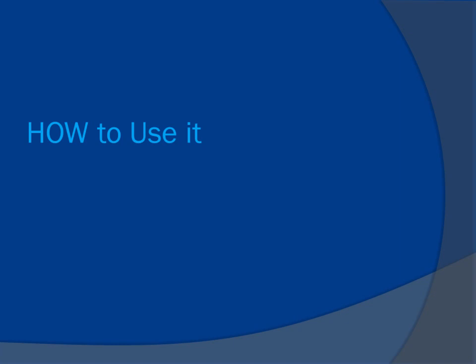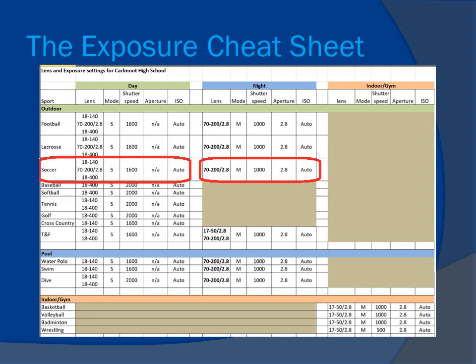How to use it. So, for a particular sport, let's say soccer, go down to the soccer line, then go across. For the daytime game, lens 18 to 140, 70 to 200, or 18 to 400. Your suggested lenses. Then the exposure setting. Mode S, shutter speed 1600, no aperture setting, ISO auto. If it's a night game, lens 70 to 200 2.8, mode M, shutter speed 1000, aperture 2.8, ISO auto.